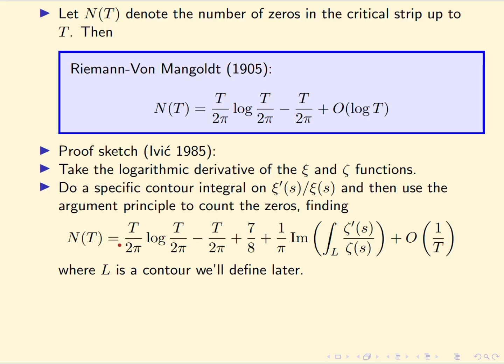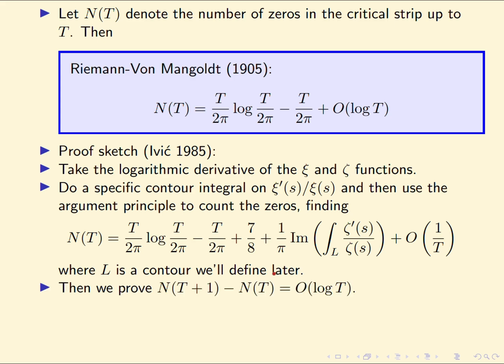So he actually gets that. This step is not too bad compared to the steps later on. We'll find pretty quickly that the number of zeros, N(T), is T over 2 pi times log of T over 2 pi, minus T over 2 pi, plus 7/8, which is a term I've mentioned before, plus 1 over pi times this weird term, plus O of 1 over T. I haven't defined what this contour integral is over yet, but I'll define it later. Even at this point, it already looks pretty close to the final equation, but there's still a lot of work to do with this part.